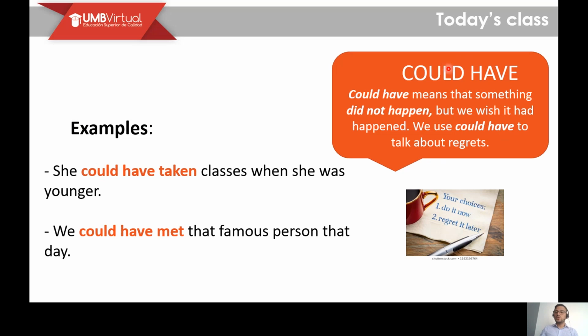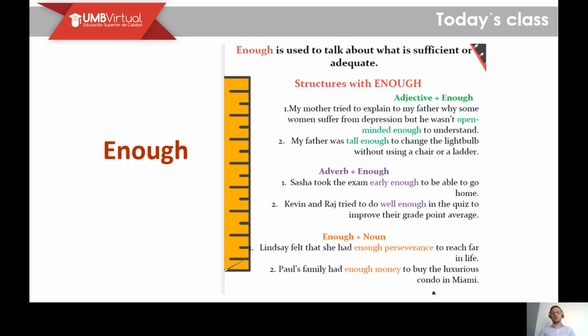We have could have. Could have means that something did not happen, but we wish it had happened, the same. We use could have to talk about regrets, mainly regrets. She could have taken English classes when she was younger. She could have met that famous person that day. Yes, some kind of regrets. Let's move to the next topic, enough.